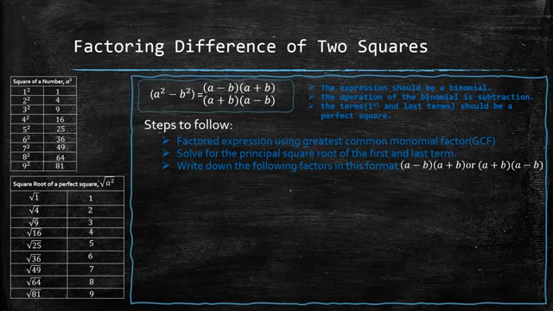Second, solve for the principal square root of the first and last term. Okay? And the third is write down the following factor in this format. Okay? Pwede a minus b times a plus b or a plus b times a minus b. Okay, let's have an example.